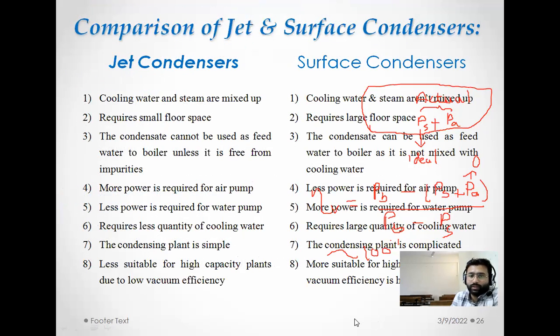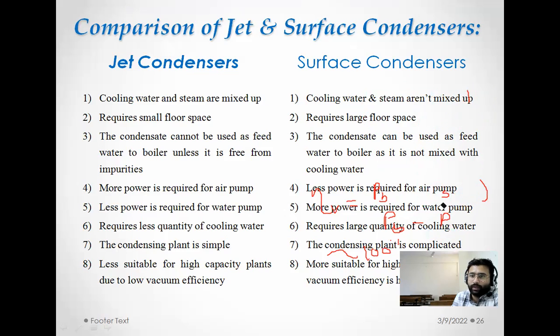Now there is this question which is always asked, or used to be asked, in offline examinations: distinguish between surface condensers and jet condensers. Let us see the differences between these two. In the jet condenser, the main difference is that cooling water and steam are mixed together, and in the surface condenser, these are not mixed.